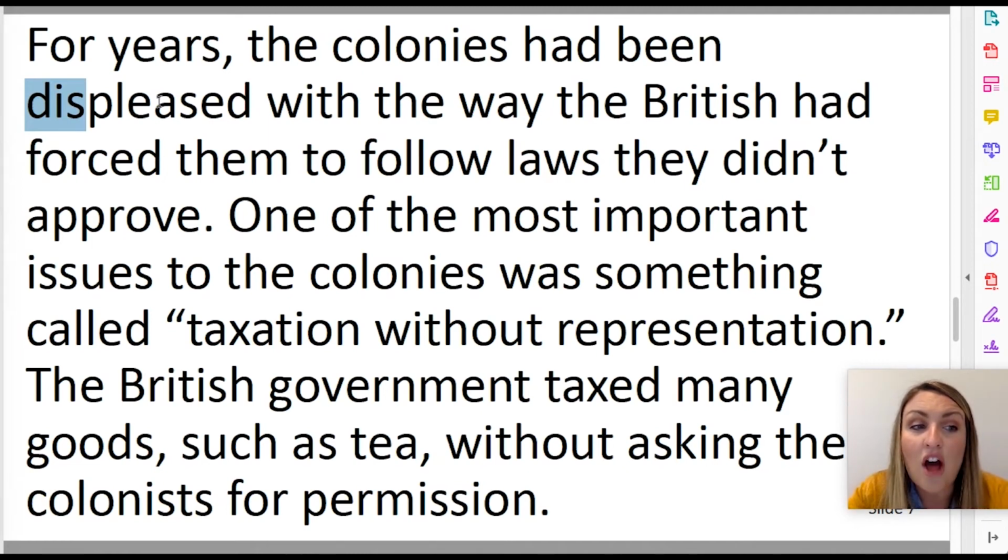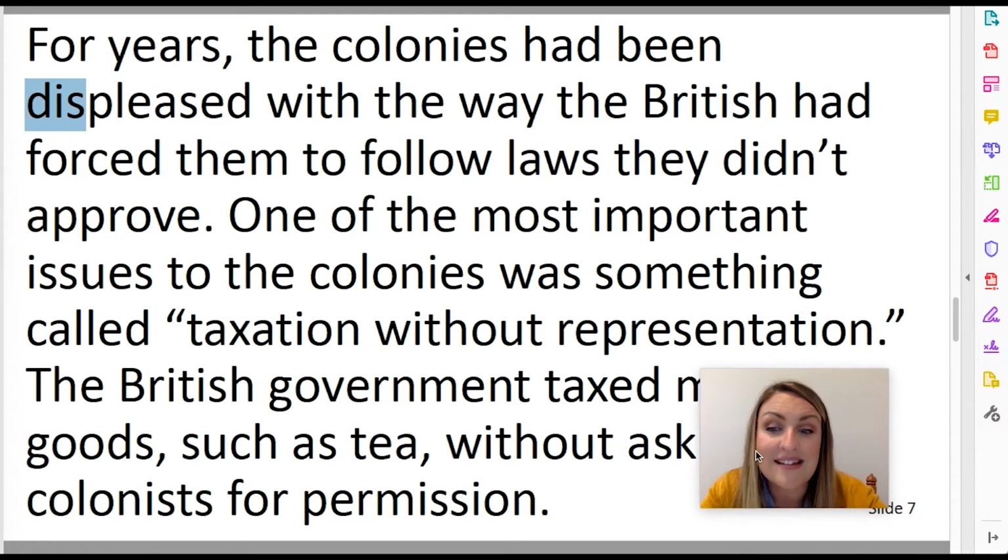So we said at the beginning of our lesson that we were trying to figure out why the colonists didn't want to be British anymore. What did we learn in this sentence? Very good. The colonies were displeased or not happy. Who were they displeased with? Great. They were displeased that the British were making them follow rules they didn't agree with.